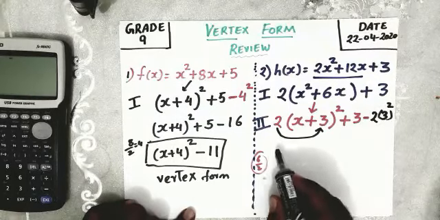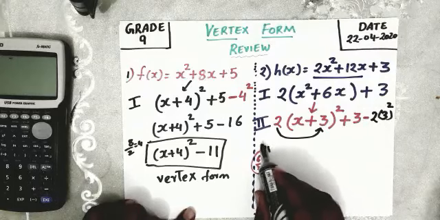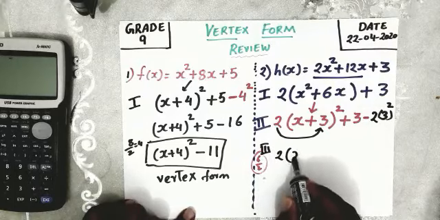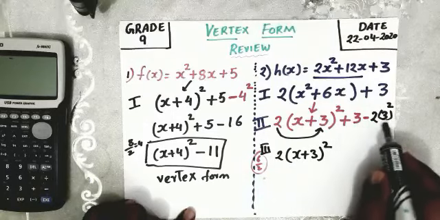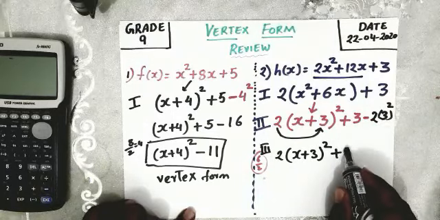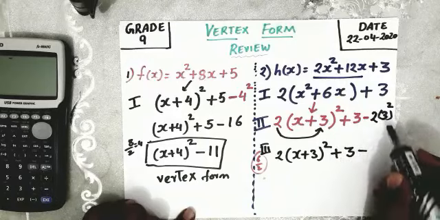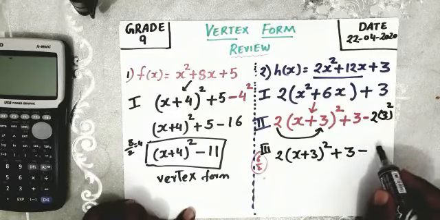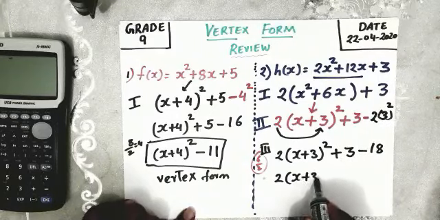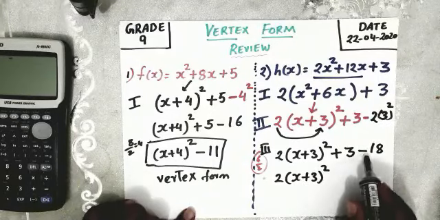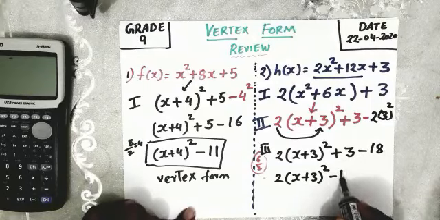Okay. So now what will be the third step? You will write 2x plus 3 the whole square and just simplify the constants. That will be plus 3 minus 3 square is 9, 9 times 2 is 18, so 2x plus 3 the whole square, 3 minus 18 is minus 15.